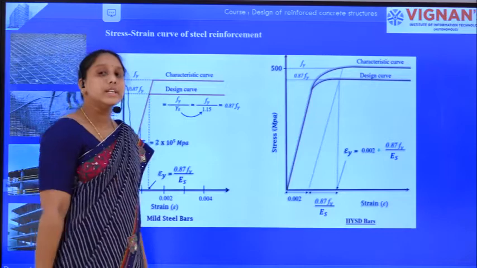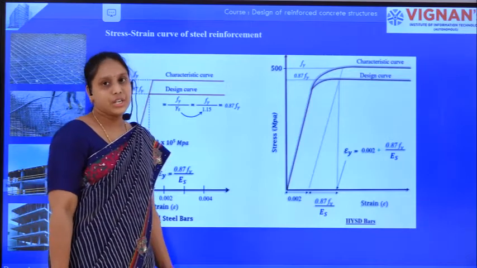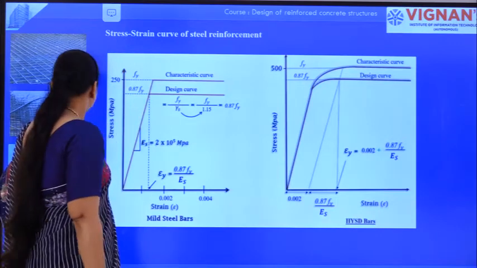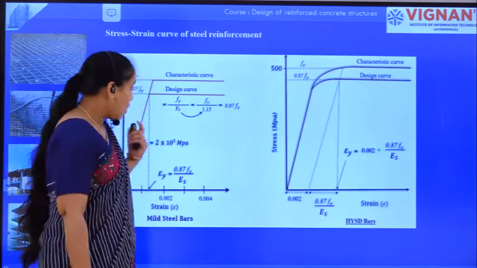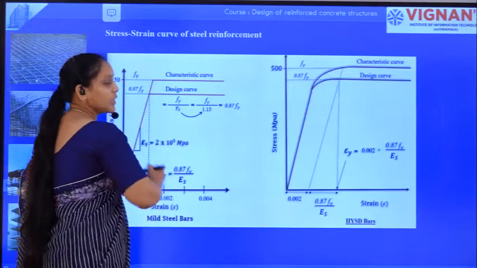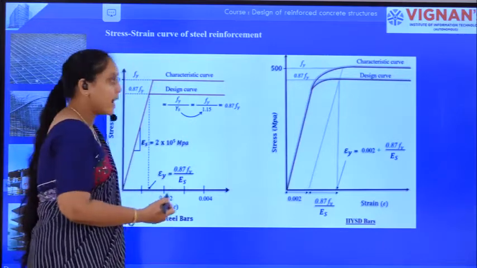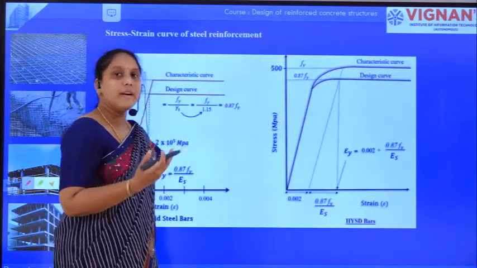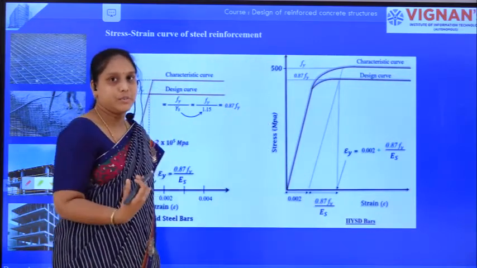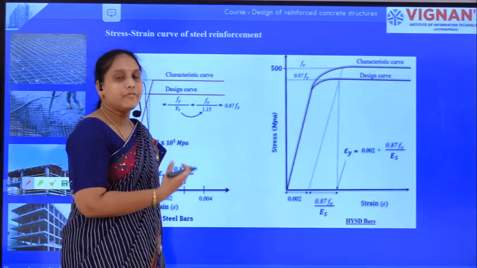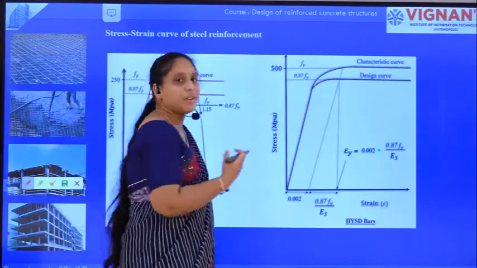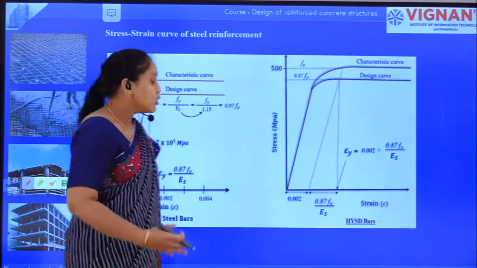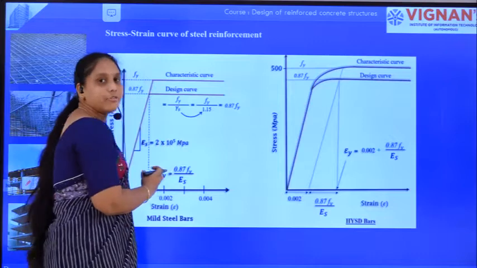So these are the stress strain curves for the steel reinforcement. One curve is for the mild steel bars, and this curve is for the HYSD bars, as we have mild steel bars and the HYSD bars. Mild steel bars are Fe 250, and the HYSD bars are Fe 415 and Fe 500 grade steels. First let us see the stress strain curve for the mild steel bars.